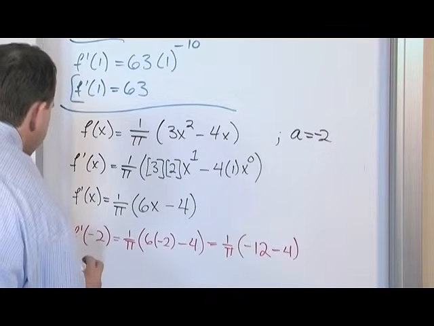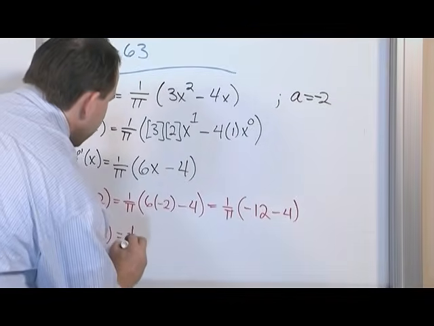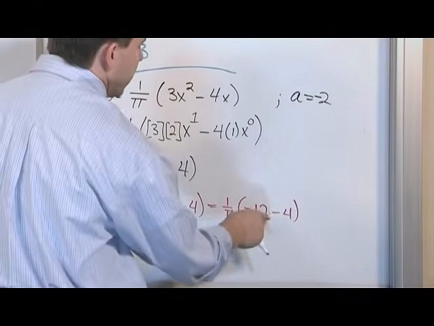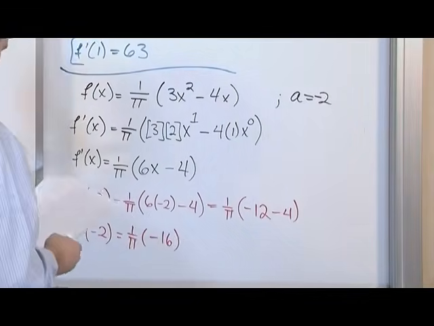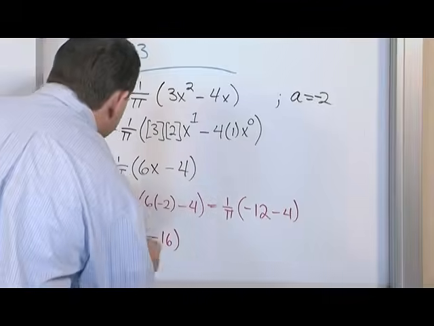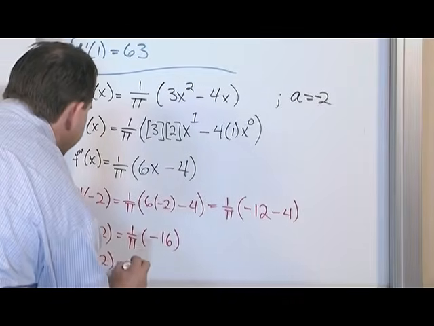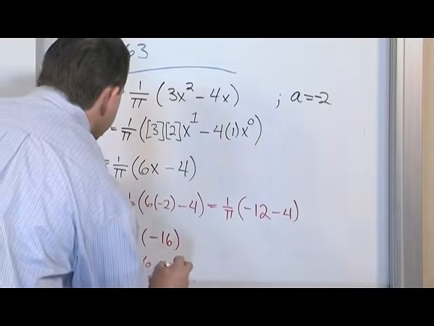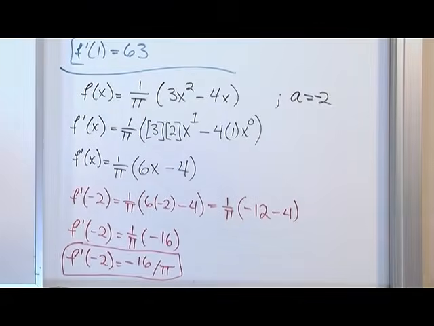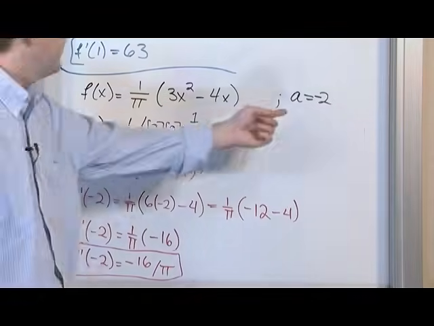And so f prime of negative 2 is equal to 1 over pi, and inside here I'm going to have negative 12 minus 4, which is negative 16. Right? So finally, if I want to write my answer down perfectly, f prime evaluated at negative 2 is equal to negative 16 over pi. And this is the final answer. So basically all we do, if you're asked to evaluate a derivative at a given point, is calculate its derivative just like we've been doing, and then take the value and plug it in.